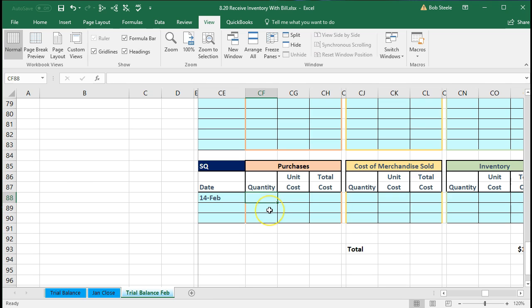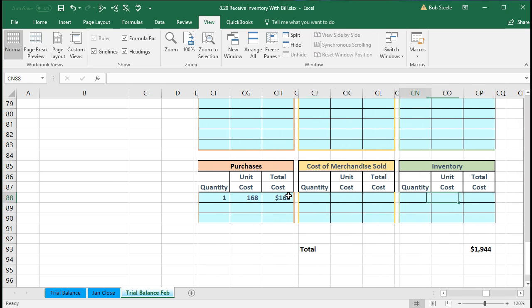So here we're going to say that we got 1 in terms of quantity. The cost is 168. So I'm going to tab over there and we're going to multiply that out, 1 times 168, which will be 168. So we're going to do that with a formula though. So we're going to say equals 1 times 168 and enter. And then we need to pull that same information into ending inventory. So this is really showing the activity, the journal entry. This is showing the ending inventory that is still left.